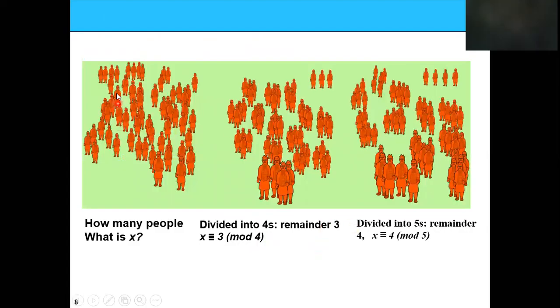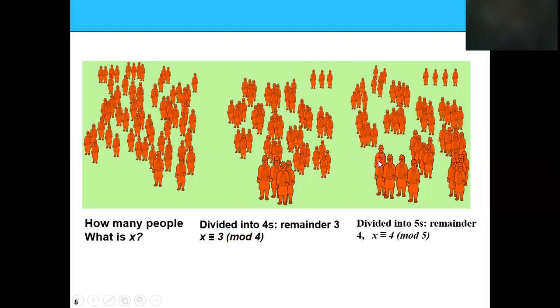Like you have a number of troops scattered randomly. So how many people, I mean to say, what is fundamentally x? If you divide these troops into classes of 4, like 1 2 3 4, 1 2 3 4, 1 2 3, the remainder is 3. These are the remaining troops. In that case, x is congruent to 3 mod 4.